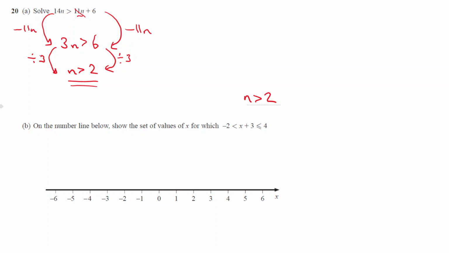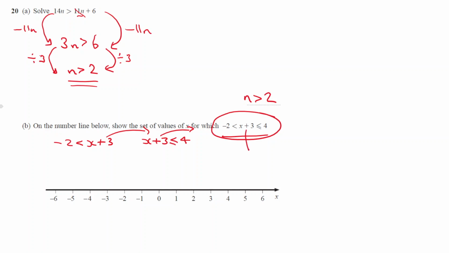Okay. Second part, B. On the number line below, show the set of values of x for which, now this is what we call a compound inequality. There's two parts to this. You've got -2 less than x plus 3, but you've also got x plus 3 less than or equal to 4. So what we do, again using the balance method, whatever we do to one side we do the same to the other, but of course with a compound inequality, which is made up of these two parts, we have essentially three sides to be dealing with.